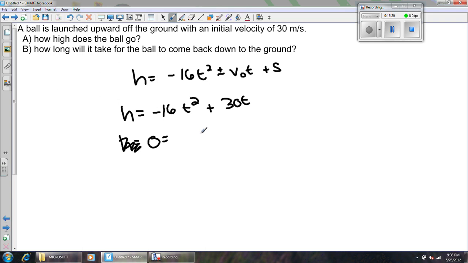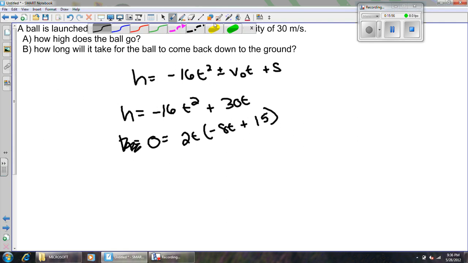And I'm going to pull a GCF out. I think a 2t is it. 4 doesn't go in, 8 doesn't go in. Yeah, 2t. And that's going to leave me with negative 8t plus 15. So I'm going to solve both these parts for 0.